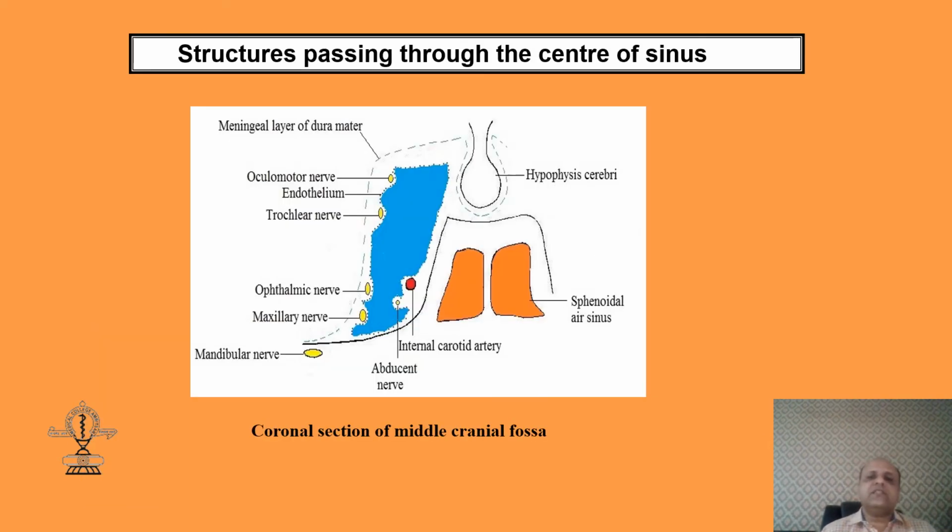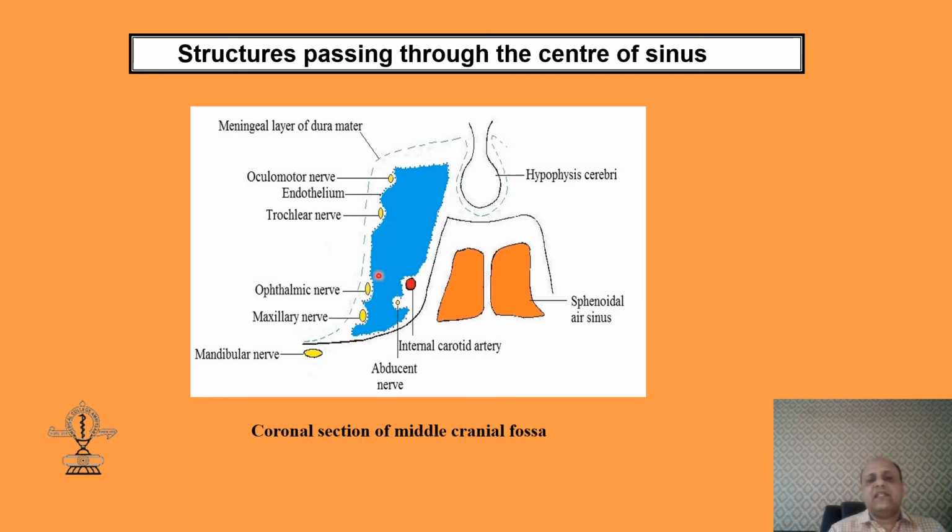Now, structures passing through the center of the sinus. Okay, so before doing the structures passing through the center of the sinus, structures in the lateral wall of the sinus: oculomotor nerve, trochlear nerve, ophthalmic division of trigeminal nerve, and maxillary division of trigeminal nerve. This maxillary division of trigeminal nerve leaves the sinus by passing through foramen rotundum to enter into the pterygopalatine.